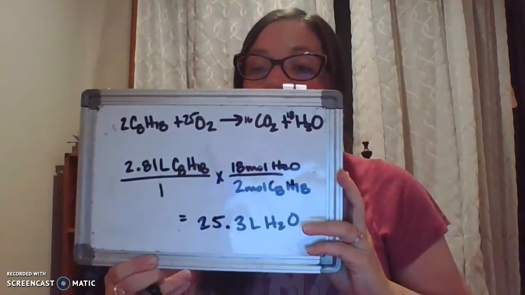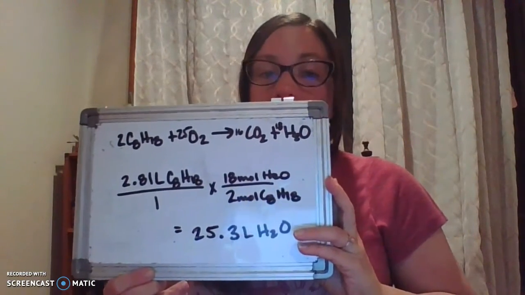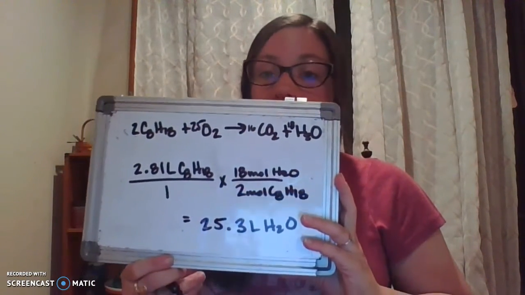Same setup as last time, except we're using volume units instead of moles as our units. So there is no difference in the setup when you're going from a volume of one gas to a volume of another gas. This is the way that you would do it. Okay, you would use the same ratio from your balanced equation.